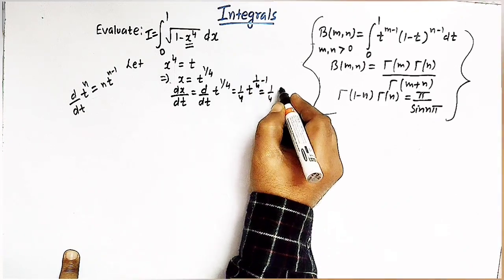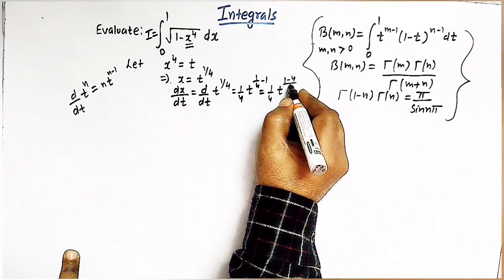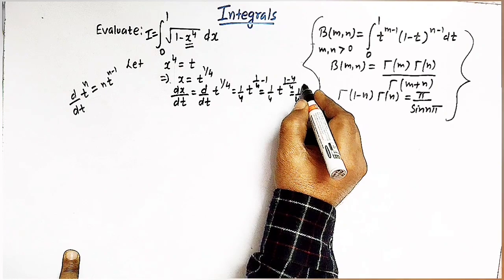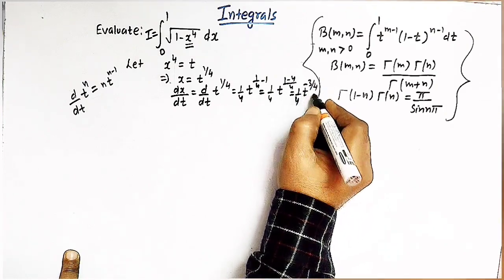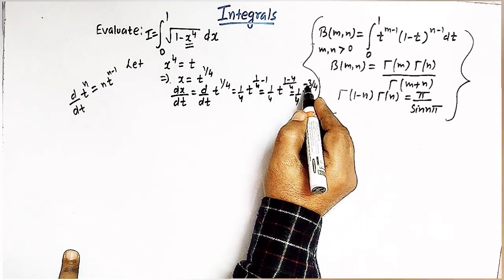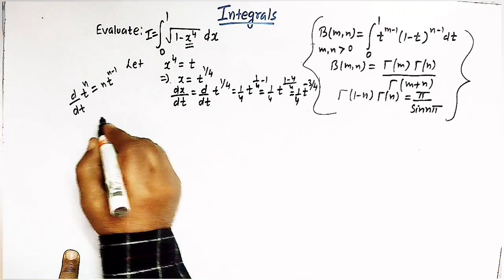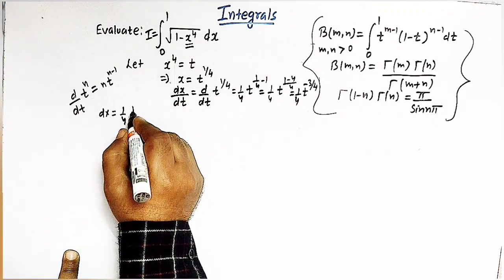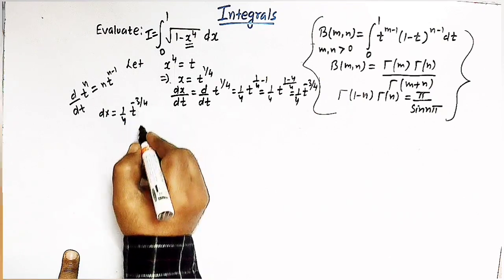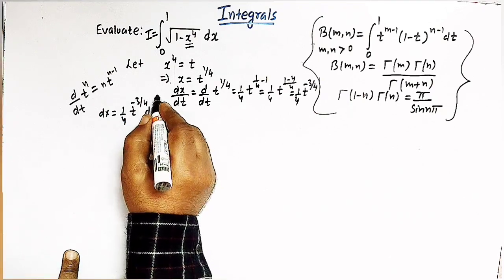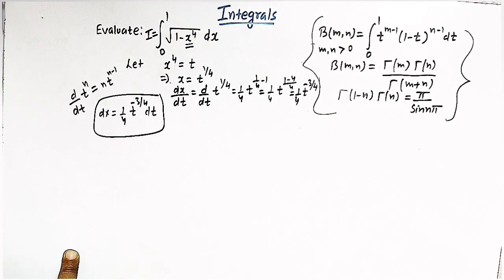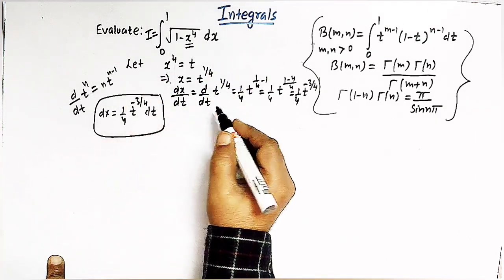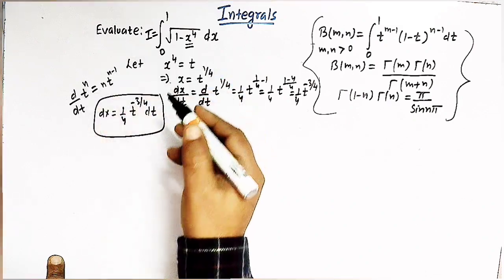That is 1 over 4 t raised to 1 minus 4 over 4. That is 1 over 4 t raised to minus 3 by 4. So 1 minus 4 is minus 3, right? So now let us write dx is equal to 1 over 4 t raised to minus 3 by 4, and here we have dt.